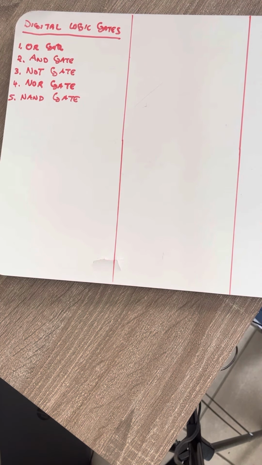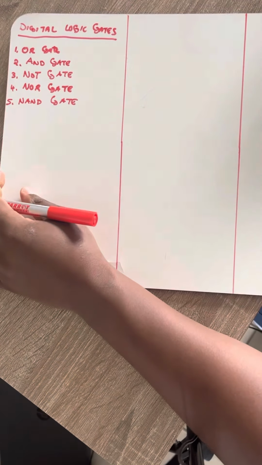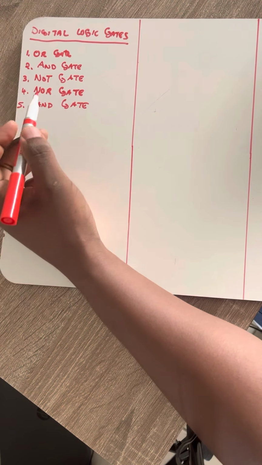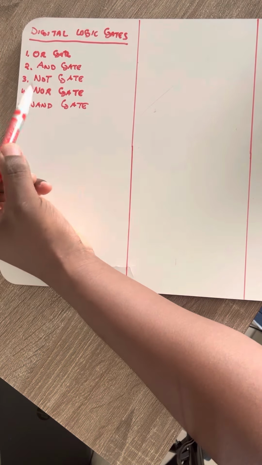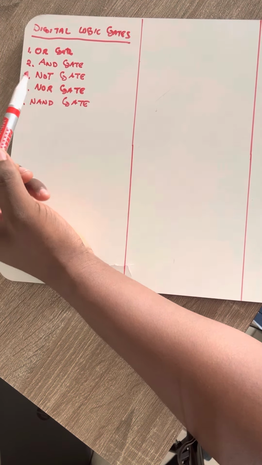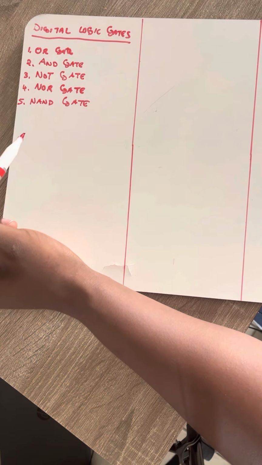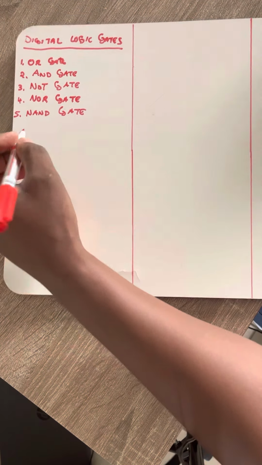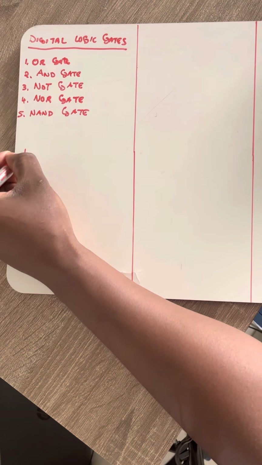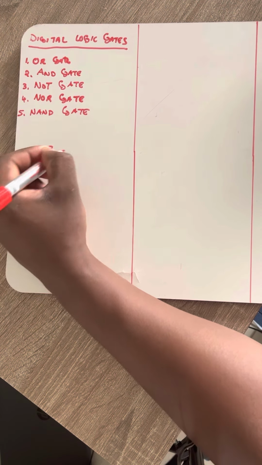Hello. Today we'll be talking about digital logic gates. So we have the OR gate, the AND gate, the NOT gate, the NOR gate, and the NAND gate. So if we take number one, let's talk about the OR gate, right?